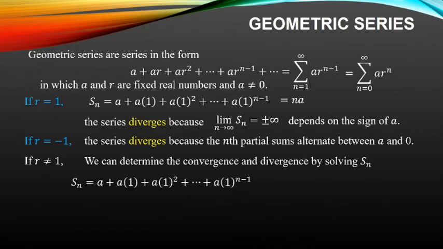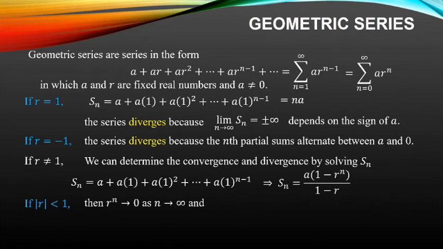If r is not equal to 1, so we can determine the convergence and divergence by solving S sub n. So the partial sum is equal to a times 1 minus r raised to n over 1 minus r. So if the absolute value of r is less than 1, from negative 1 to positive 1, then r raised to n approaches 0 as n approaches infinity. And yung partial sum would be approaching a over 1 minus r. So you can see that the sum of the geometric series is equal to this formula.